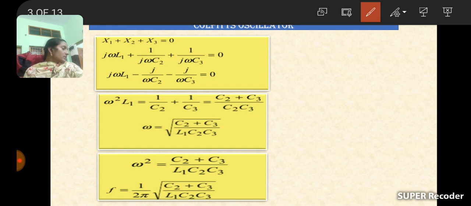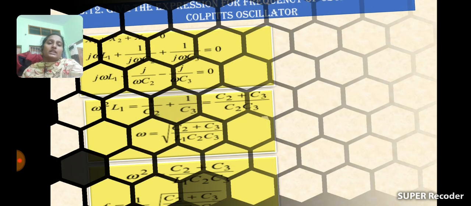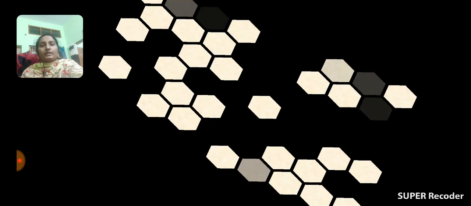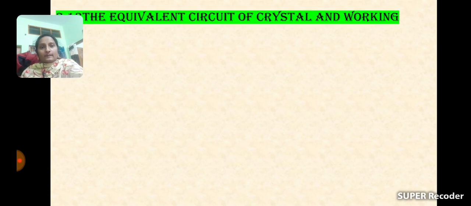But our frequency equation is 1 by 2 pi under root of C2 plus C3 by L1 C2 C3. So this is the mathematical expression of the frequency response of the Colpitts oscillator.